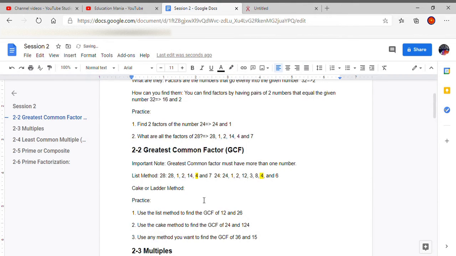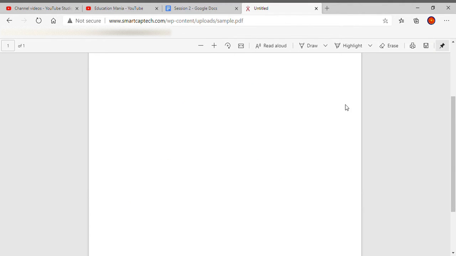Now the cake or ladder method. This is a much more effective one, and I will be going to here to do it because I cannot do it on docs. So this is how you would do it.